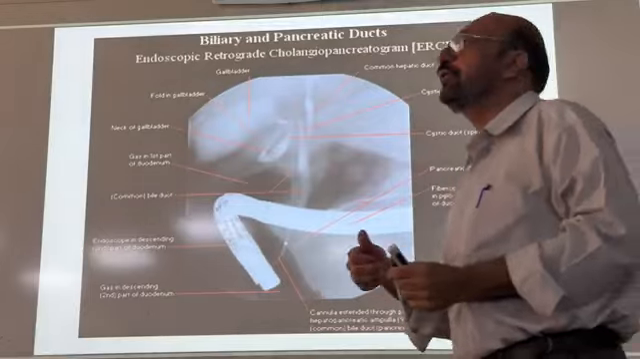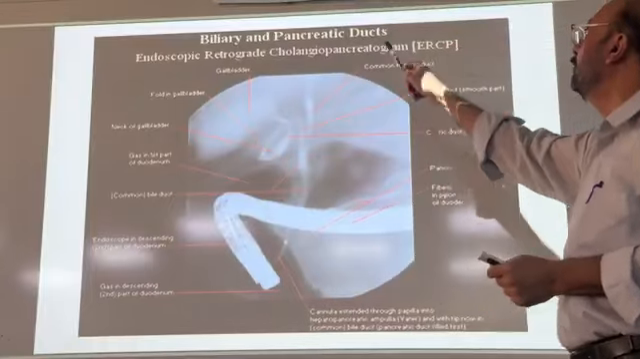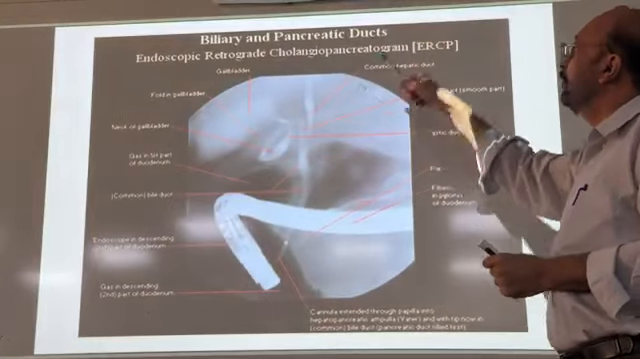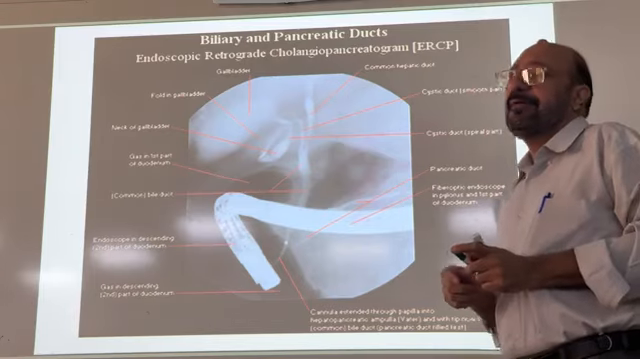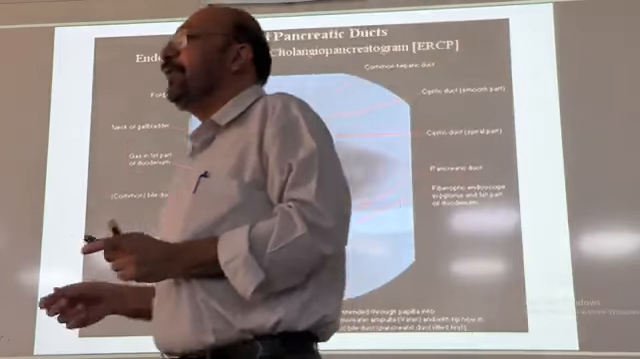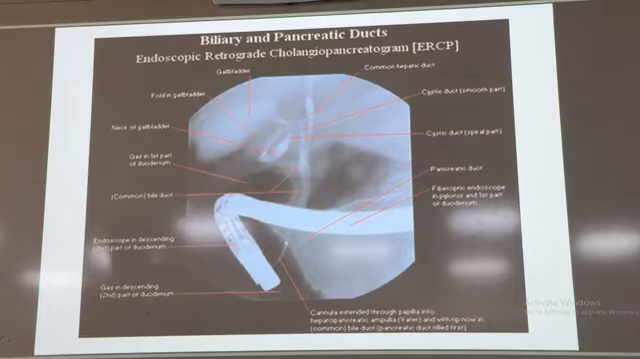Another method is endoscopic retrograde cholangiopancreatogram, ERCP. What is endoscopic? I passed an endoscope. Retrograde. How to inject the dye inside? Think, common sense. Common sense is very uncommon. This is the problem.